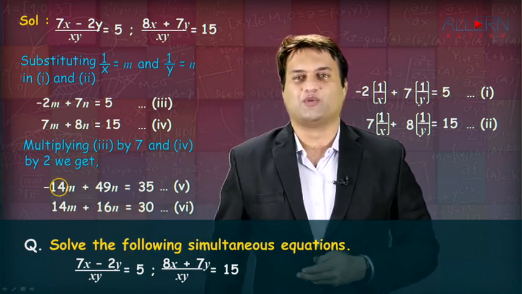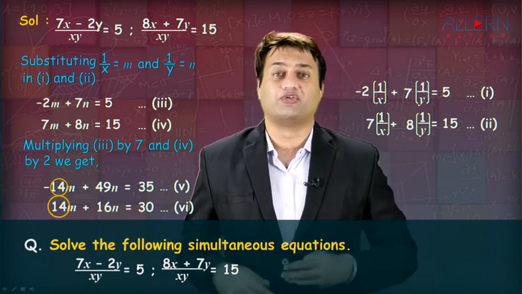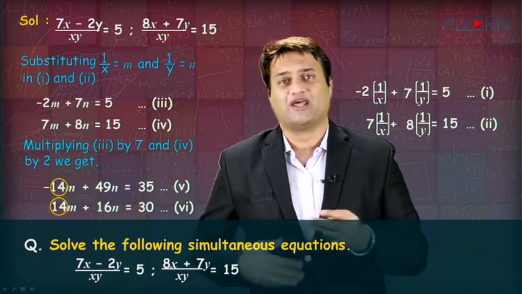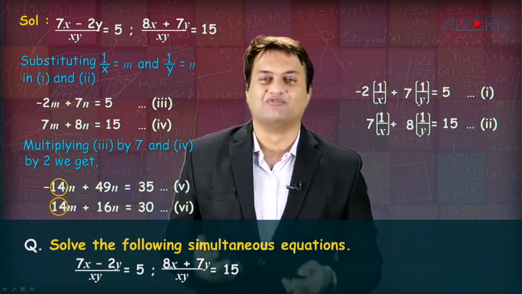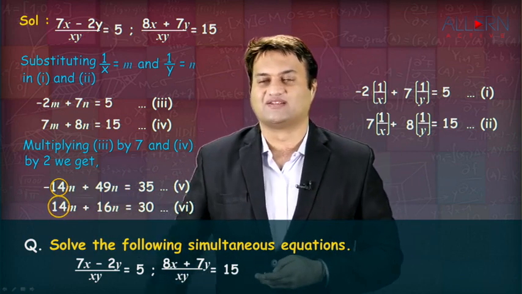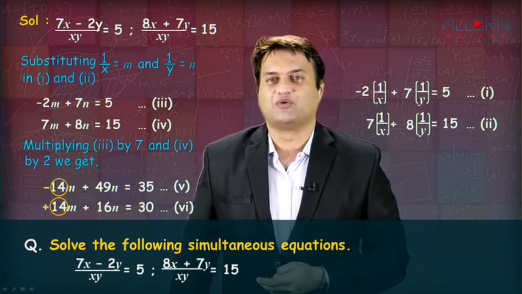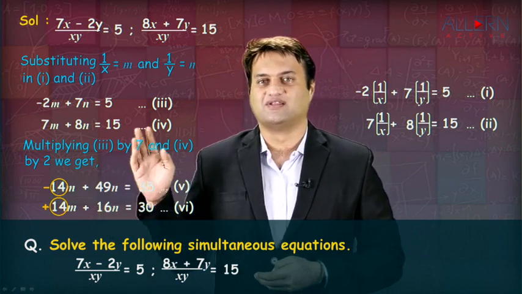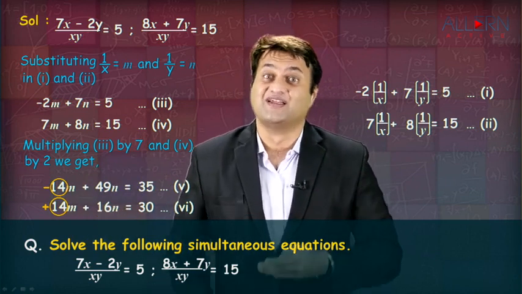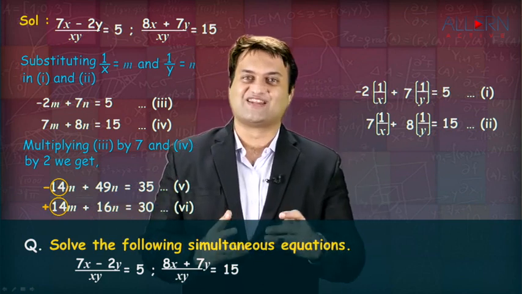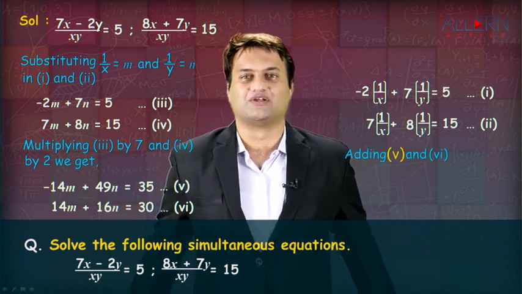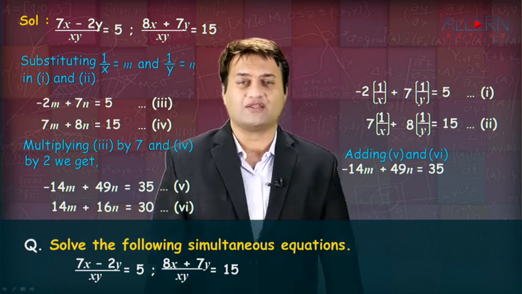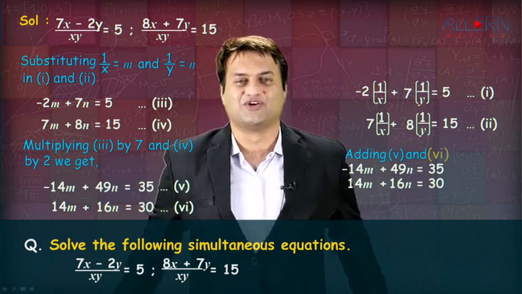Now, look at the two equations. We have got the coefficient of m as same. So, you can eliminate m, and for that you will have to either add or subtract, and that we need to decide by looking at the signs. So, in the fifth equation the sign is minus, in the sixth equation the sign is plus. The signs are different, and whenever the signs are different we need to add the two equations. So, let us add equation 5 and 6.